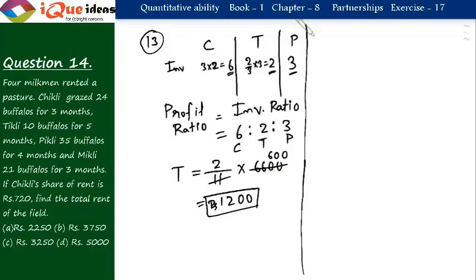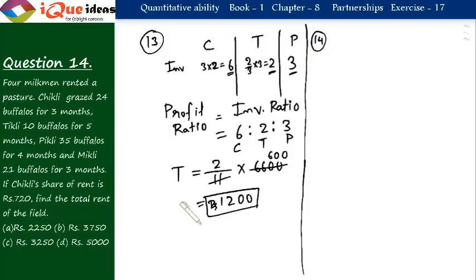Now the next question, question number 14. It says 4 milkmen rented a pasture. Chikli grazed 24 buffaloes for 3 months, Tikli 10 buffaloes for 5 months, Pikli 35 buffaloes for 4 months, and Mikli 21 buffaloes for 3 months. If Chikli's share of rent is 720, find the total rent of the field.